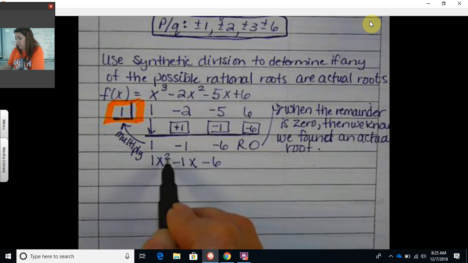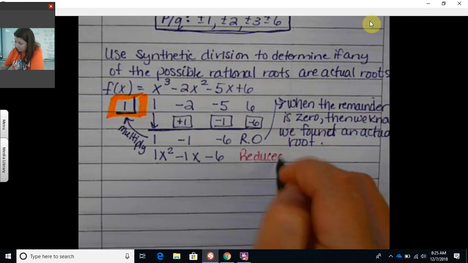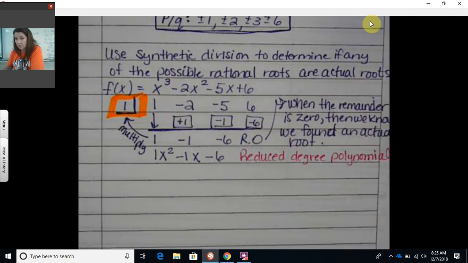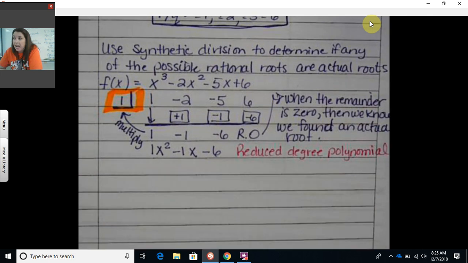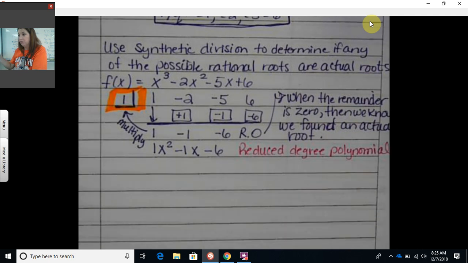So 2, 1, 0. This is called a reduced degree polynomial. A reduced degree polynomial. And we can use that polynomial to help us find more roots. Notice sometimes if we started with 4 degrees, our first polynomial that we could create would have 3 degrees. Okay, we would want to reduce it again using division.